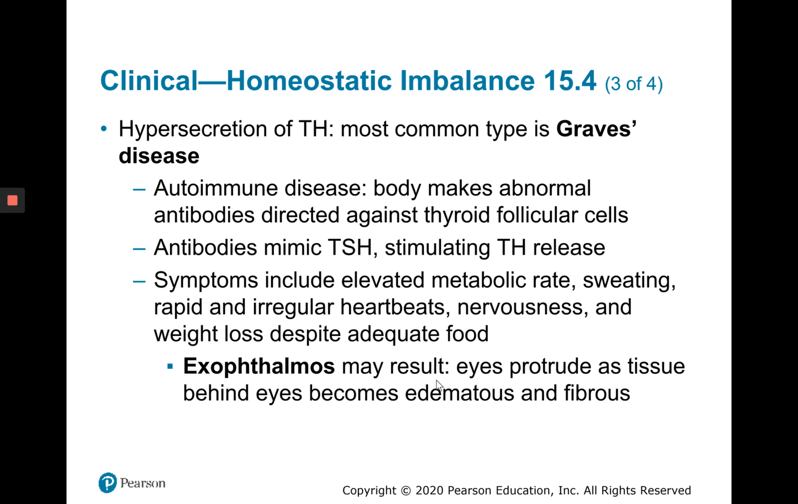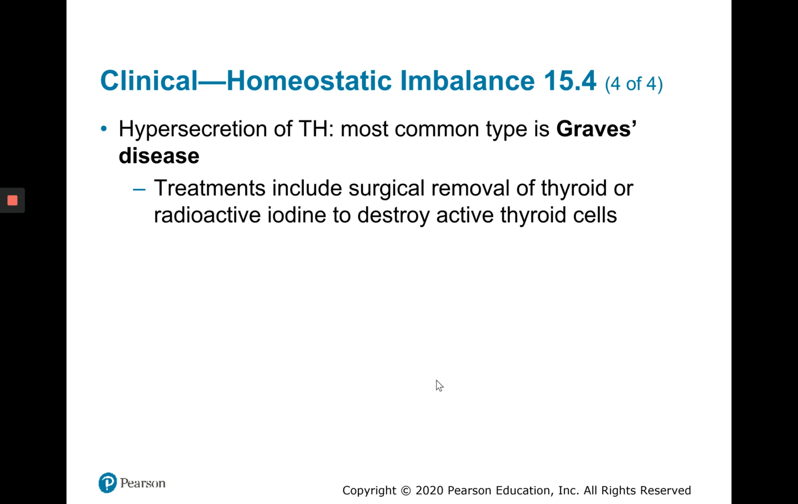It can cause sweating, rapid and irregular heartbeats, nervousness, weight loss, even if the person is eating an adequate amount of food. One of the most astonishing symptoms, or probably the most concerning, is exophthalmos. This is protruding or bulging eyes, and it can result, not always, when the eyes protrude because tissue behind the eyes is either being used for nutrients, so breakdown of fat or muscle in order to provide the energy for this elevated metabolic rate of cells, or because that tissue behind the eyes is becoming swollen or edematous and fibrous.